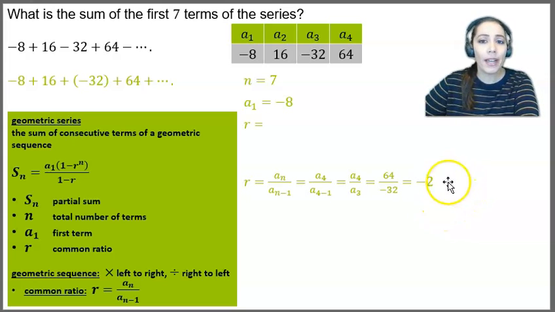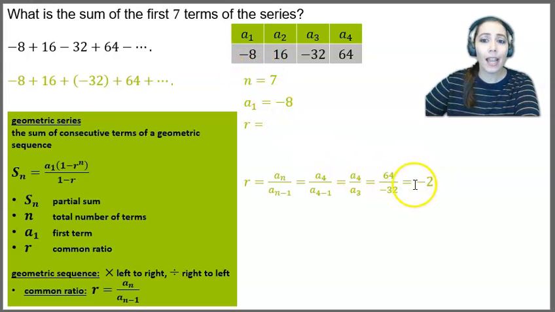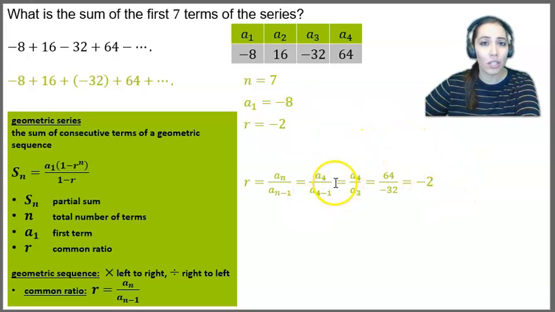Then I would want to go ahead and check between all consecutive pairs. A sub 3 divided by a sub 2, -32 divided by 16 is -2. Between a sub 2 and a sub 1, that'd be 16 divided by -8, that is also -2. So because I have the same common ratio between all pairs of consecutive terms, I know my r is going to be equal to -2.